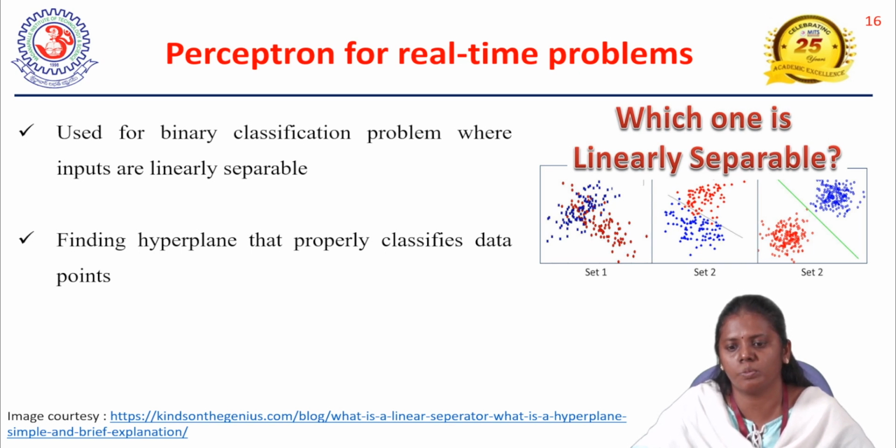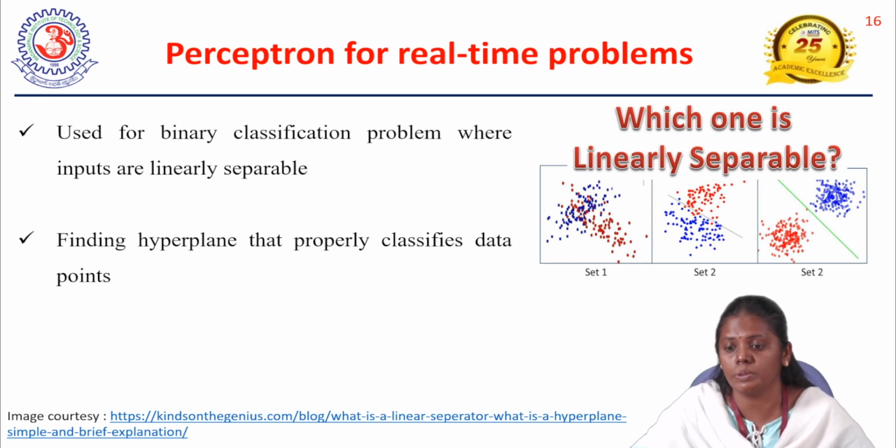You can see set 1. It has data points belonging to 2 different kinds of classes. Blue color represents one kind of class, and the red color represents another kind of class. Can we separate them by drawing a line in between them? No, it is scattered. We cannot do that.